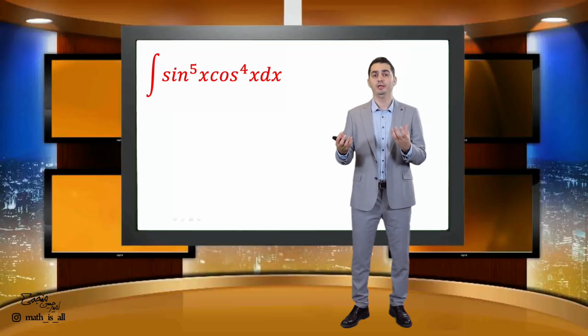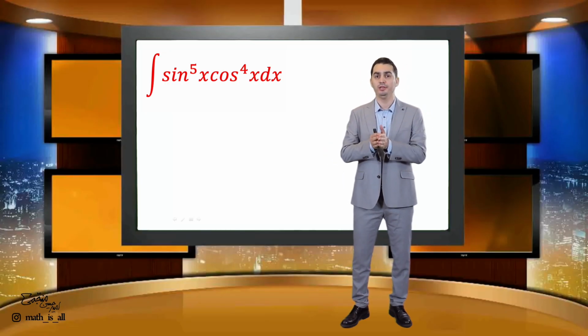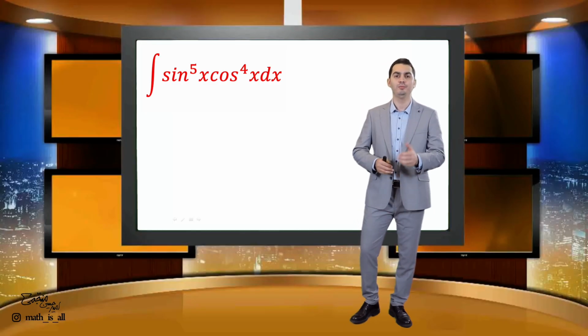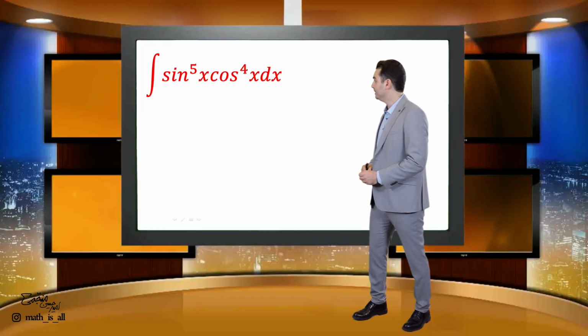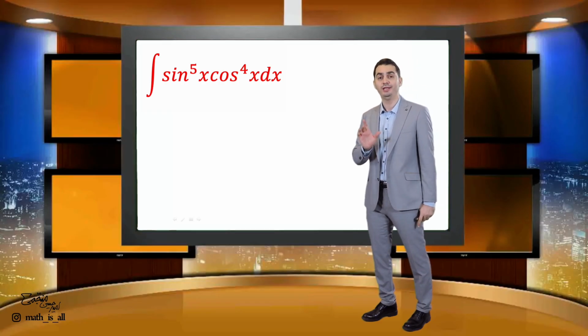I will explain the first part, then you should pause. Solve as much as you possibly can, then we will come back and check it together. For the integral of sine to the 5th power of x times cosine to the 4th power of x, which one did I say we should focus on? That's right, the odd power.